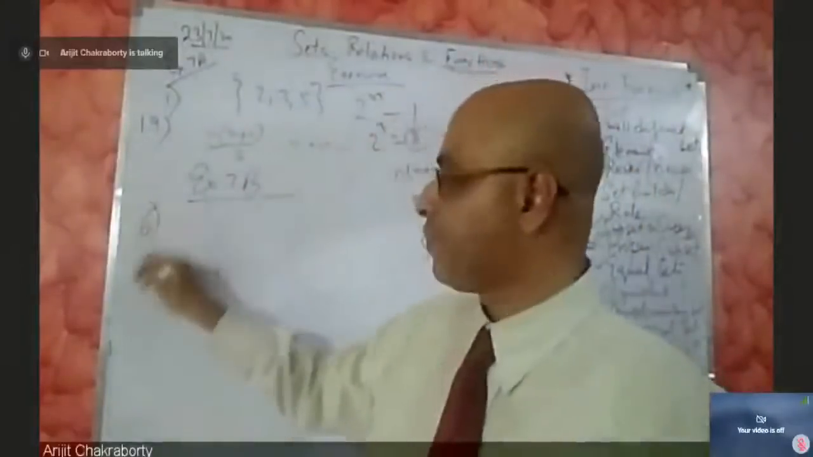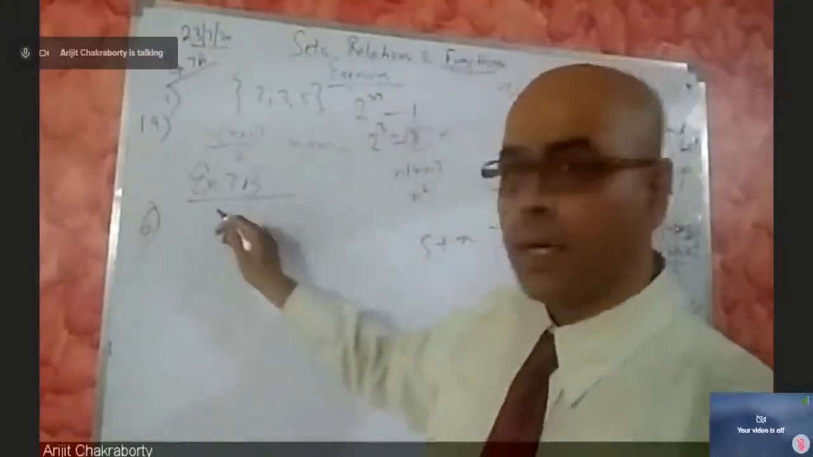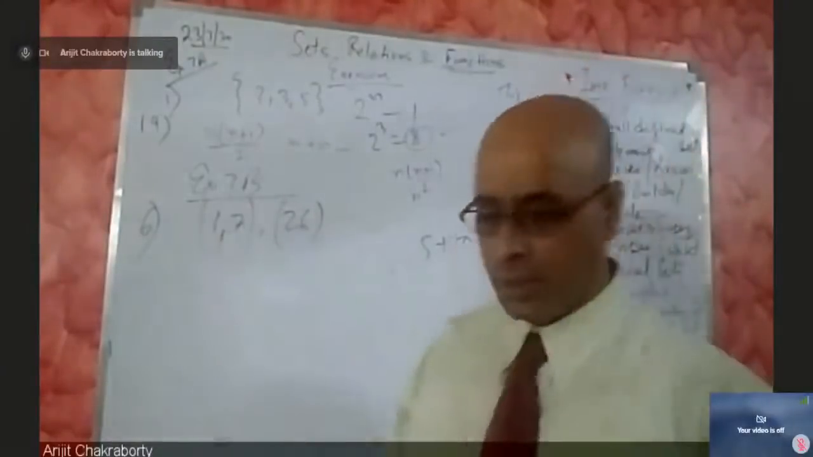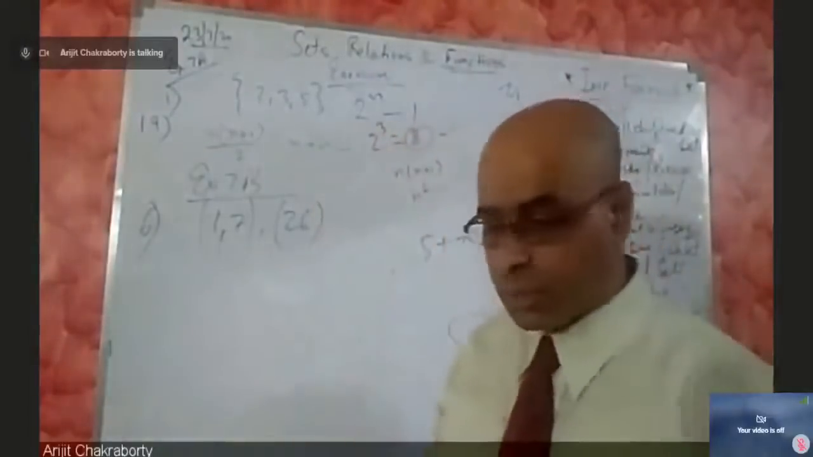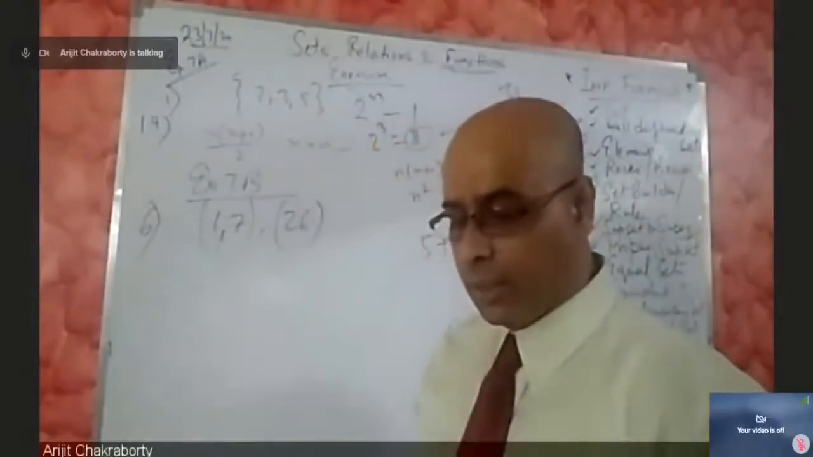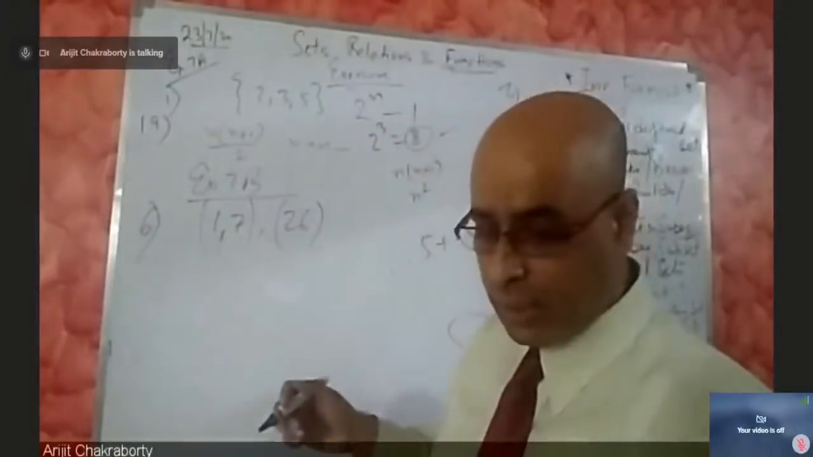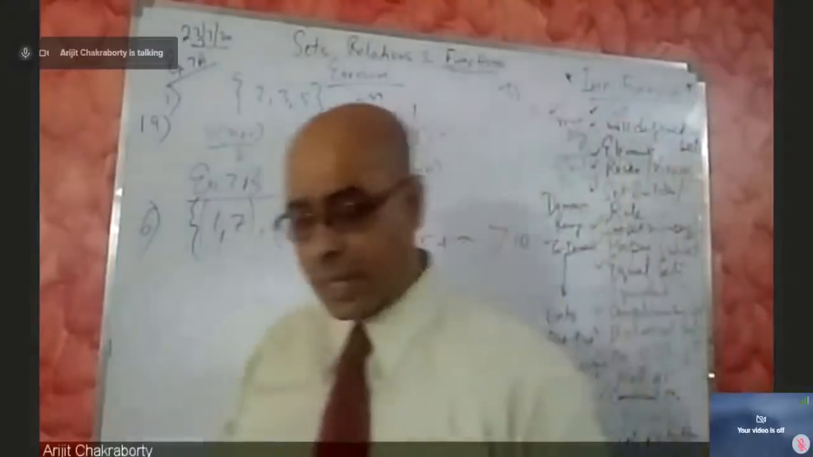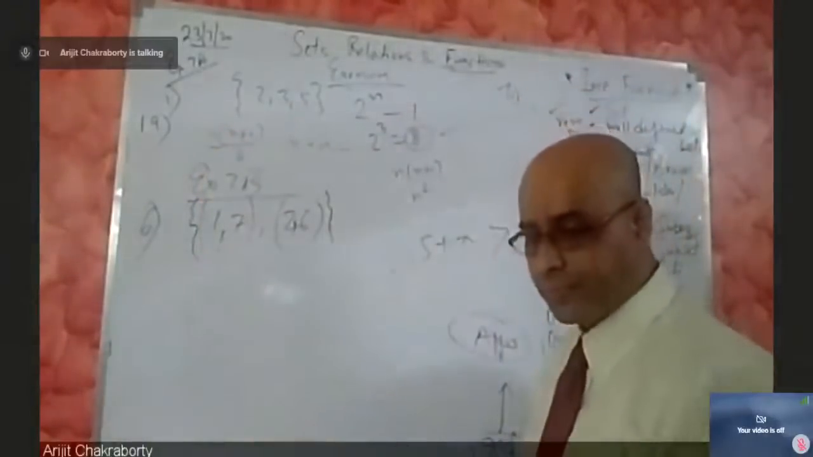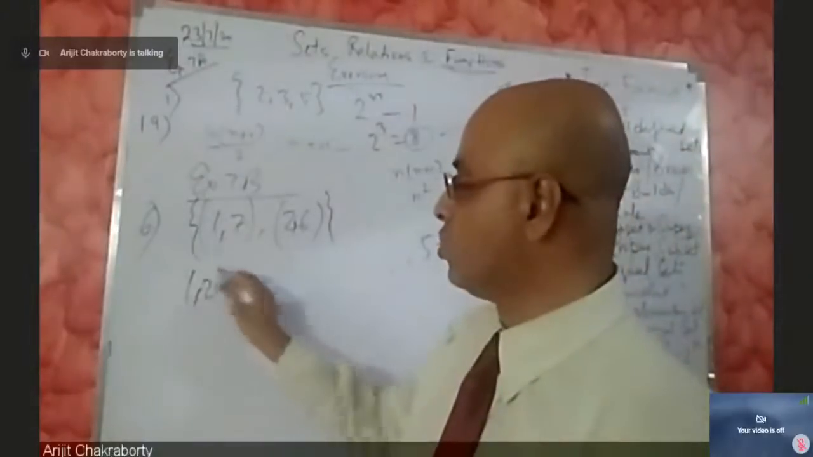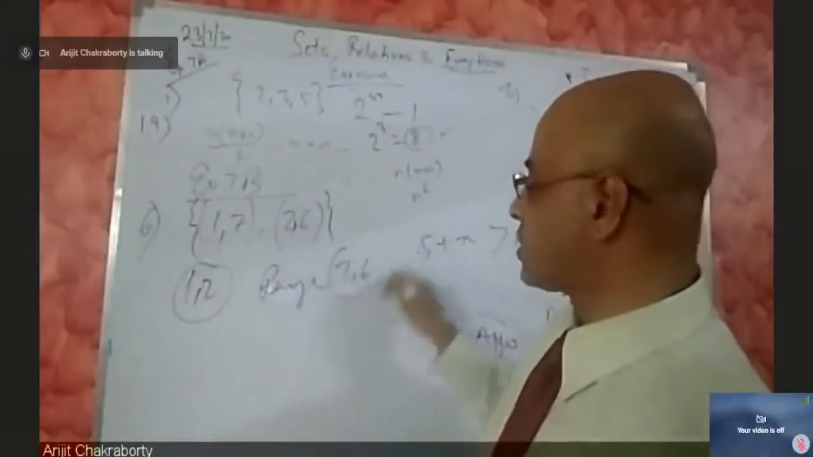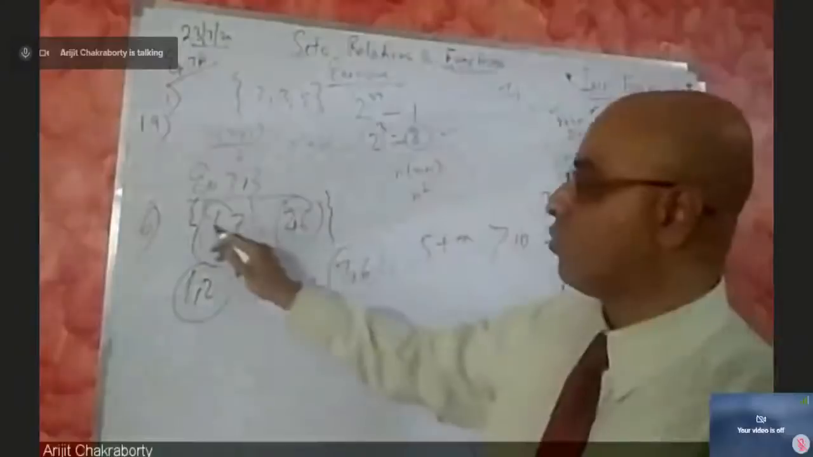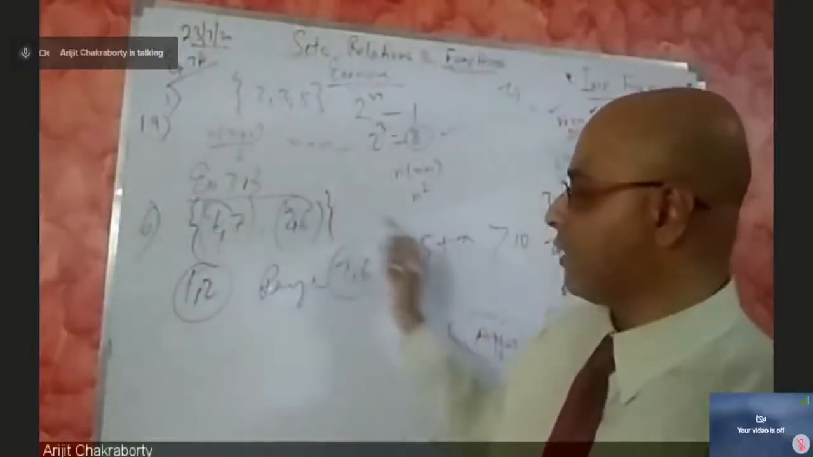I'll take number 6 first. A function is given: 1, 7 and 2, 6. So what will be the domain? In this case, what is the domain of this function? The domain will be 1 and 2 and the range will be 7 and 6, because here you can make out that 1 and 7 are related, 2 and 6 are related. So 1 and 2 will be the domain and 7 and 6 will be the range.